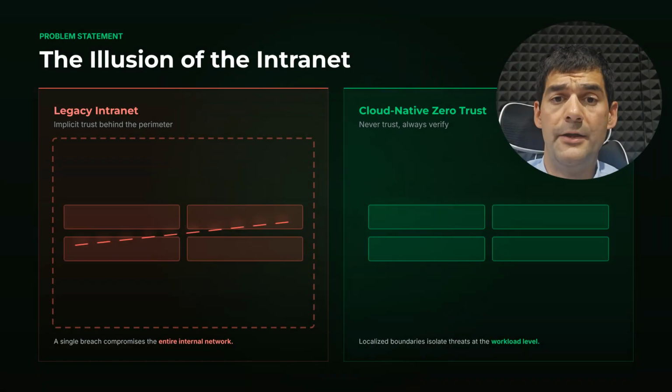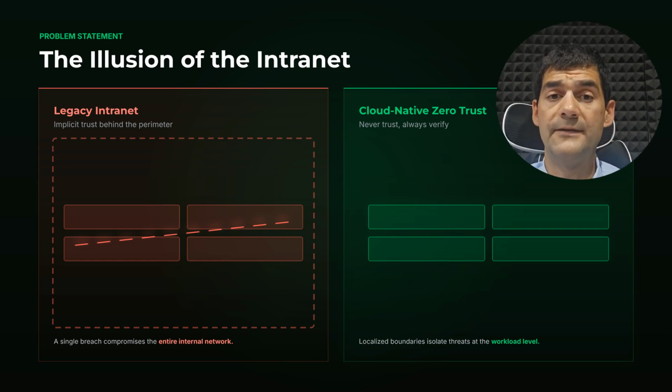So, problem number 1, the illusion of the intranet. This is the old idea that your internal network is automatically safe. Once you're inside the walls, everything's friendly. The trouble is what happens when someone gets through that outer wall. In perimeter security, one breach and the whole inside is exposed, because every service implicitly trusts every other service.